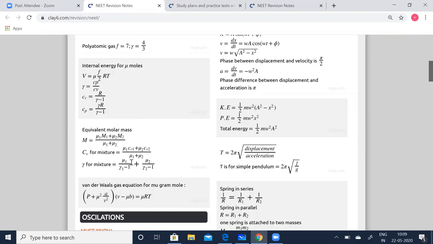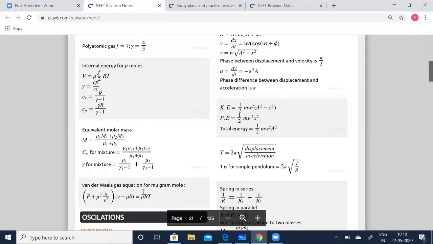Gamma for a mixture of gases is given by mu1 plus mu2 by the sum of mu1 by gamma1 minus 1 plus mu2 by gamma2 minus 1. Remember, mu is the number of moles. If it is a mixture of two gases, mu1 is the number of moles of the first gas, and mu2 is the number of moles of the second gas.